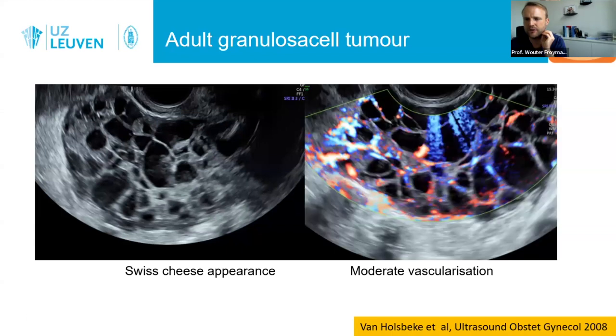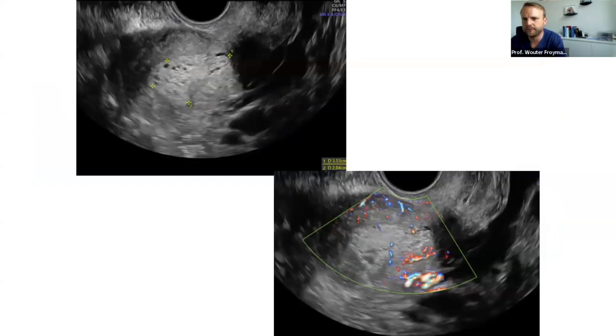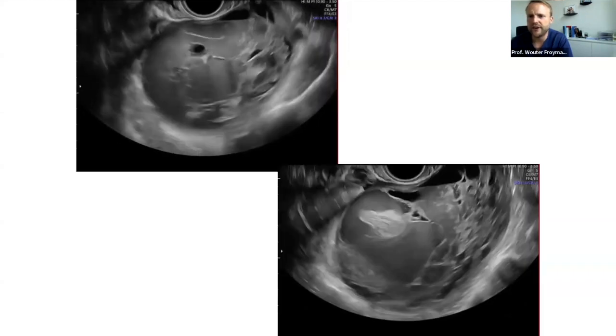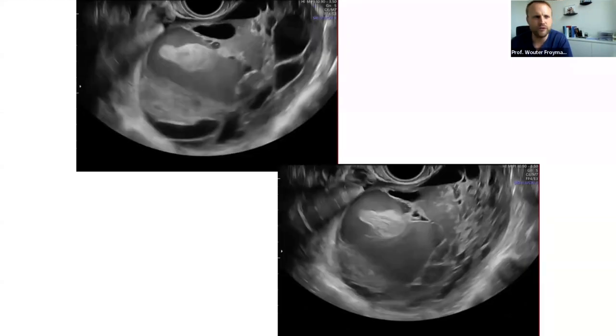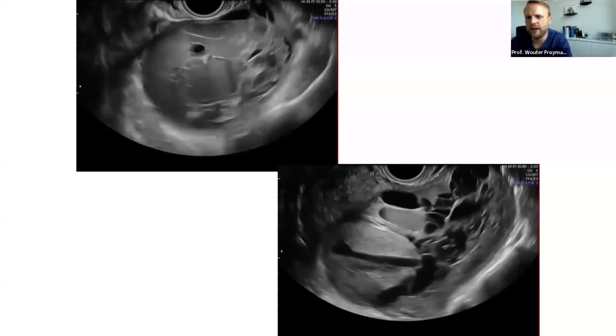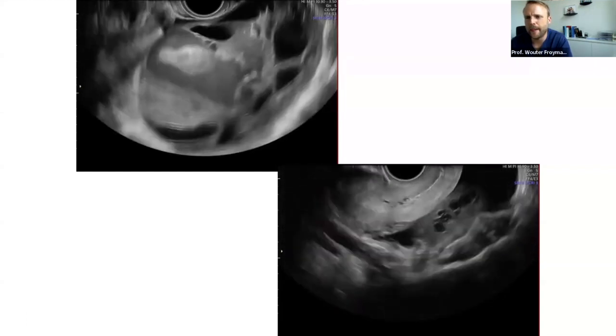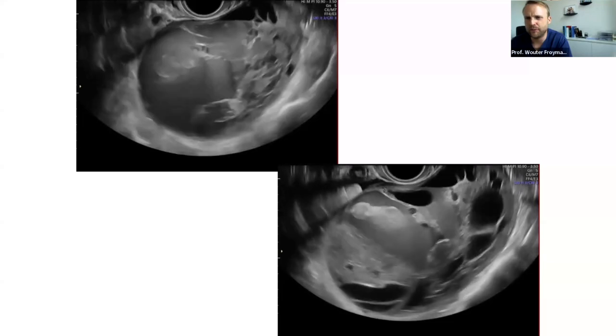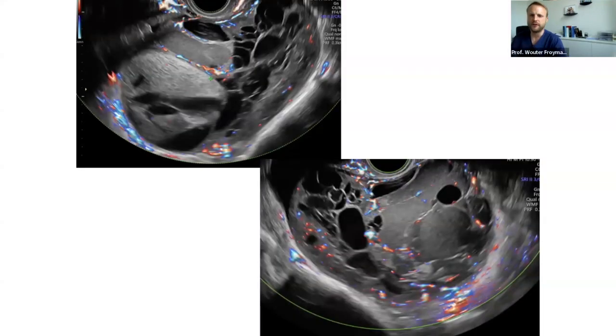So these are more examples of granulosa cell tumors with the Swiss cheese pattern in patients that often also present with a thickened endometrium. This is another example of a granulosa cell tumor. So you see a multilocular solid tumor with a lot of cystic areas. This is very suggestive for the presence of a granulosa cell tumor.